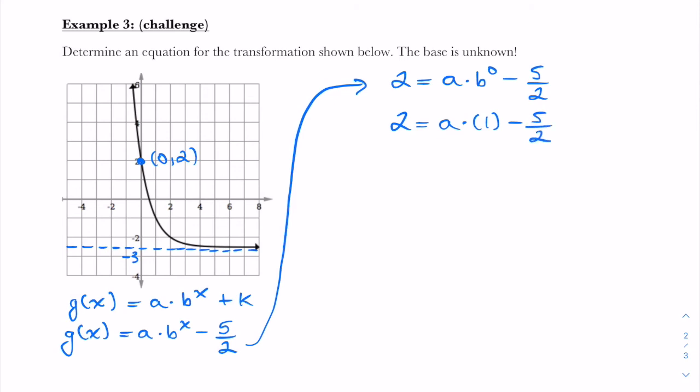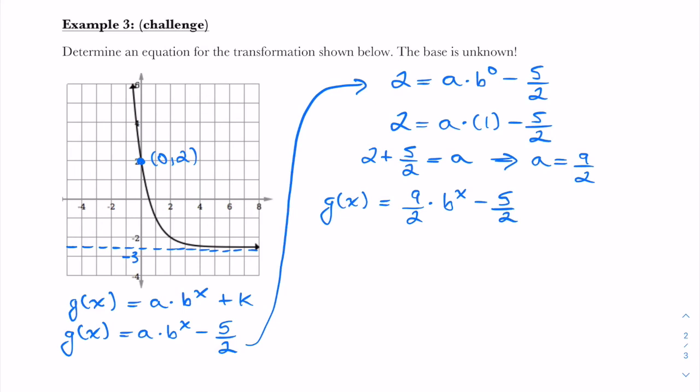Solve for a. Bring the negative 5 over 2 to the left side, so 2 plus 5 over 2 equals a. And evaluating that, we get an a value of 9 over 2. Let's rewrite the equation. Okay, we have one unknown now, and that's the base.